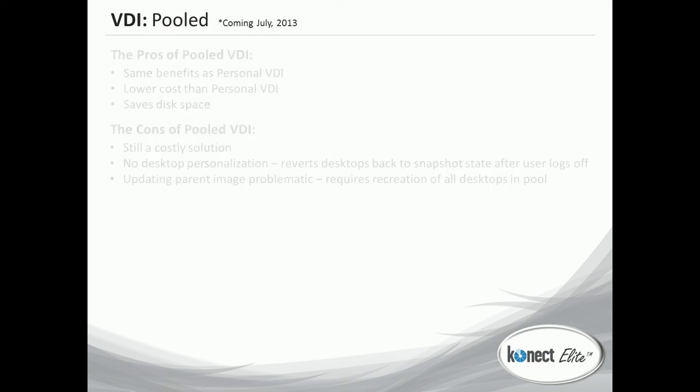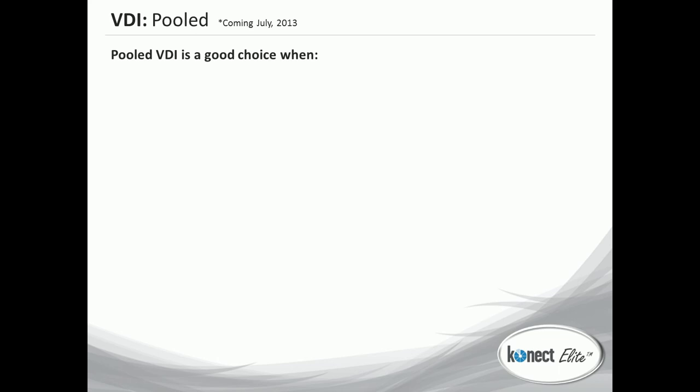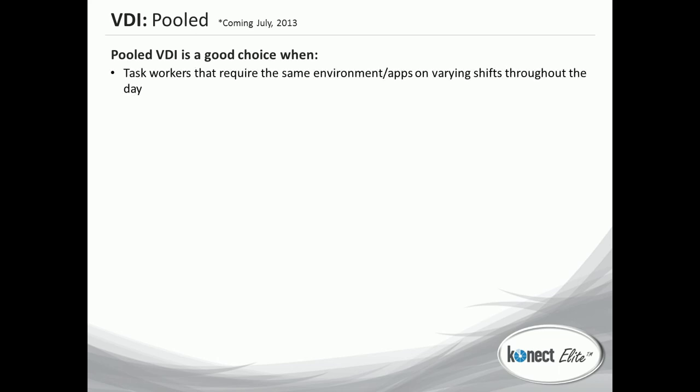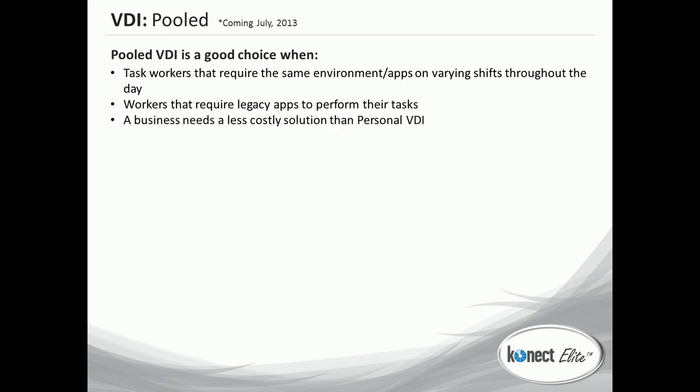So when are pooled VDI desktops a good choice? Well, they're good for task workers that require access to the same set of applications on varying shifts throughout the day. They're also good for workers that require access to legacy applications in order to perform their tasks. Finally, pooled VDI is a lower cost solution than personal VDI because it requires less storage and resources. Overall, pooled VDI desktops can be very effective for certain work styles or for specific environments that certain applications require. Because pooled VDI requires less storage and resources than personal VDI, it's a less costly solution.